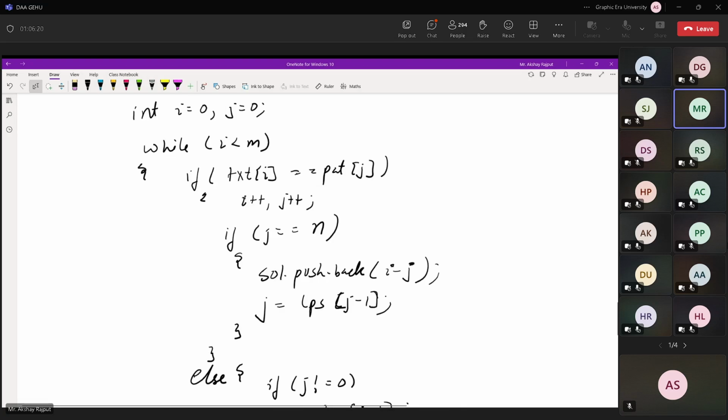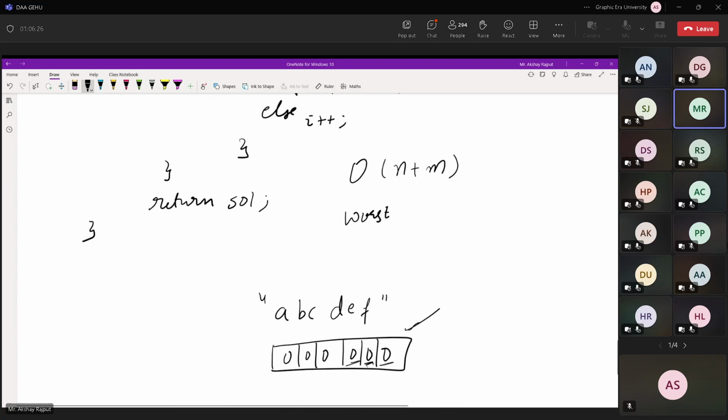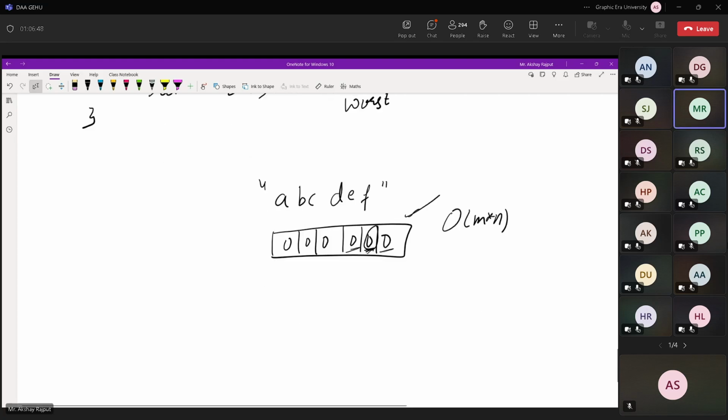Whatever j is, j will become LPS of j minus 1, so j will become 0. You always have to start from 0 whenever you get a non-match. So the problem will exist. In this worst case, you will get order m into n complexity. You getting my point? In the worst case it will still be order m into n, but these worst cases are very few, so in the best and average case you get a good complexity. Are you getting my point? Give me thumbs up fast. We'll move to some other topic.